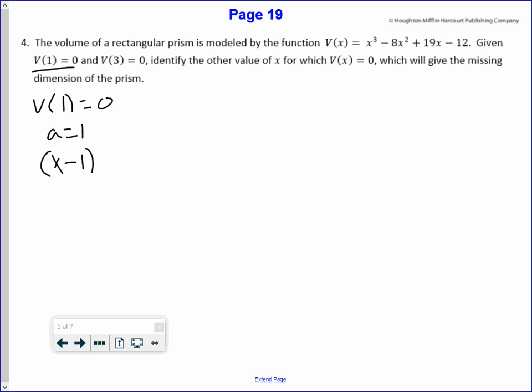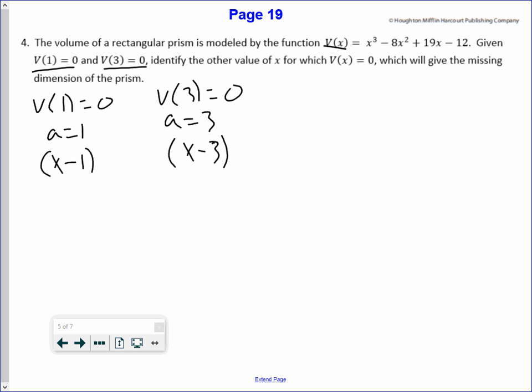And it's also saying the same thing for this v of 3. Since v of 3 equals 0, that 3 is telling me that when a equals 3, I get a remainder of 0. Or when I put it in the form x minus a, or x minus 3, that's going to be a factor of v of x because I get a remainder of 0 when I divide v of x with x minus 3 or x minus 1. So that's what it's saying.